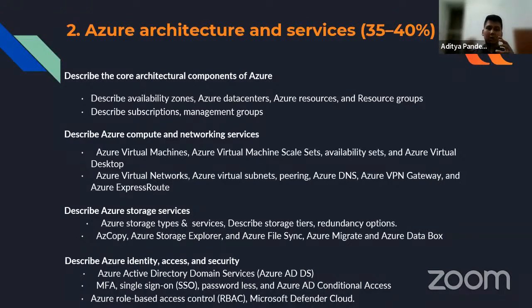identity, access, and security. It is very important for your services to be secure, for your data to be secure, and the cloud really provides a lot of methods and a lot of services for you to secure your data. You can secure your data by using Azure Active Directory. You can use multi-factor authentication. You can use single sign-on, and you can use Azure Active Directory conditional access. You can also use Azure role-based access control (RBAC).